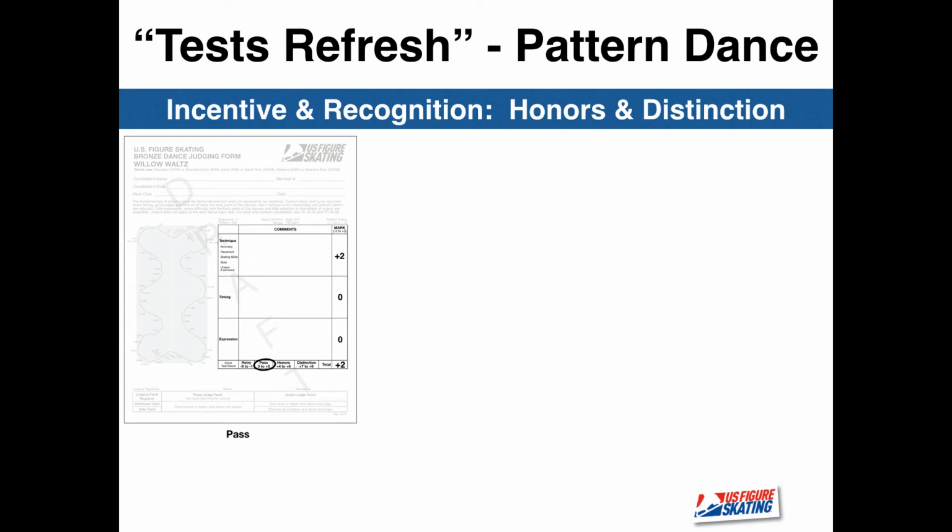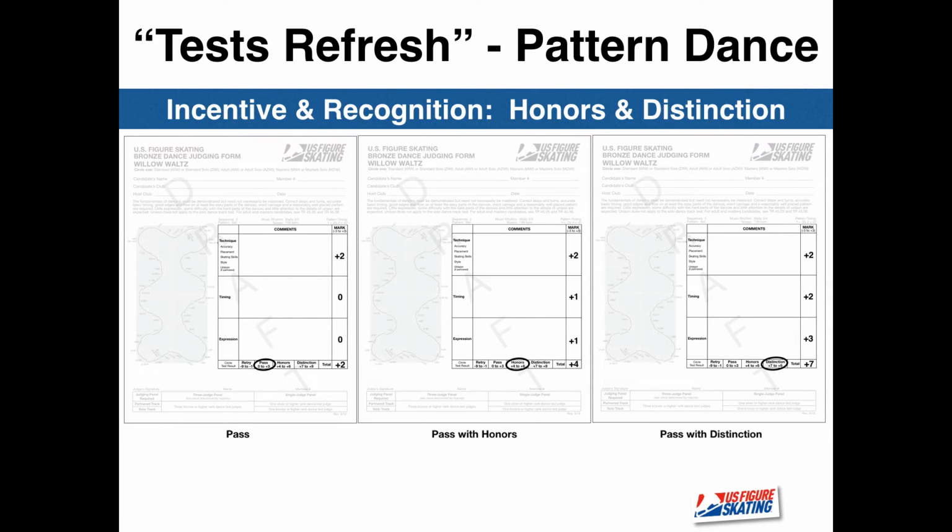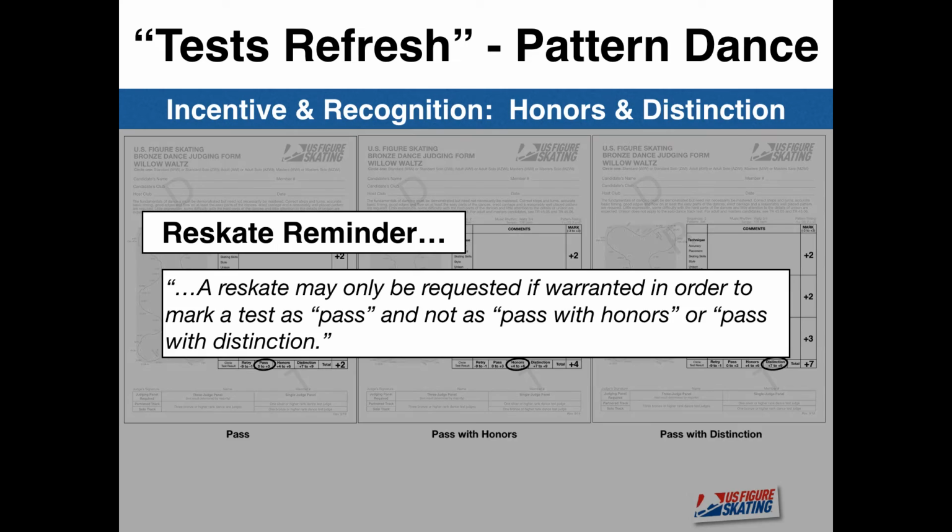This slide shows marking examples of pass, pass with honors, pass with distinction. If skaters are more prepared and place greater emphasis on the quality of technique, timing, expression of their pattern dance test, there is the potential to be recognized for passing with honors or passing with distinction. As a reskate reminder, a reskate may only be requested if warranted in order to mark a test as pass and not as pass with honors or pass with distinction.